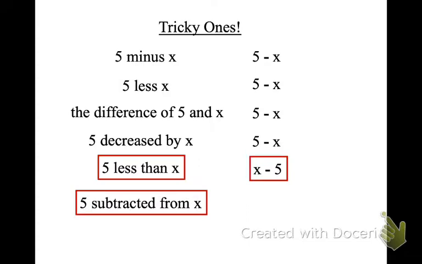Okay, and then 5 subtracted from x. This one's sneaky. David. X minus 4. Yes, if 5 is subtracted from something, the something has to go first. So it's x minus 5. Those are the two that are a little bit different. When it says 5 subtracted from x, it has to be subtracted from something. Questions?